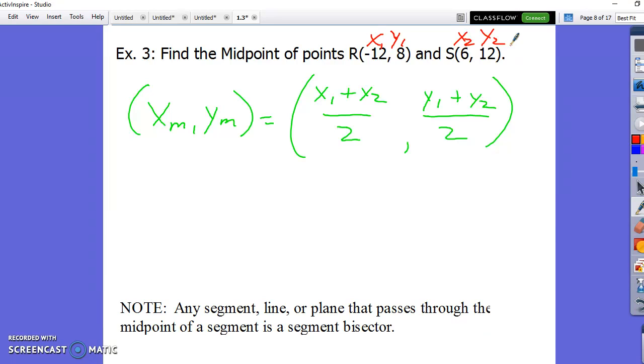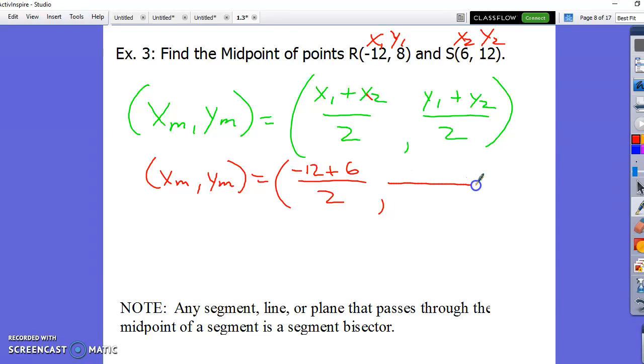So I'm going to go ahead and bring down the xM, yM, and what's x1? Right, so negative 12 plus what, Charlie? No, x2. Sorry, this should be an x. My bad. Divided by 2, right? And then what are we going to have here? Yeah, y1 is 8 plus 12, which is y2, divided by 2.